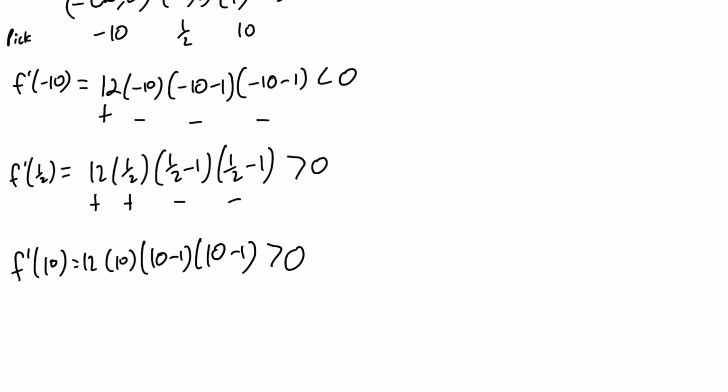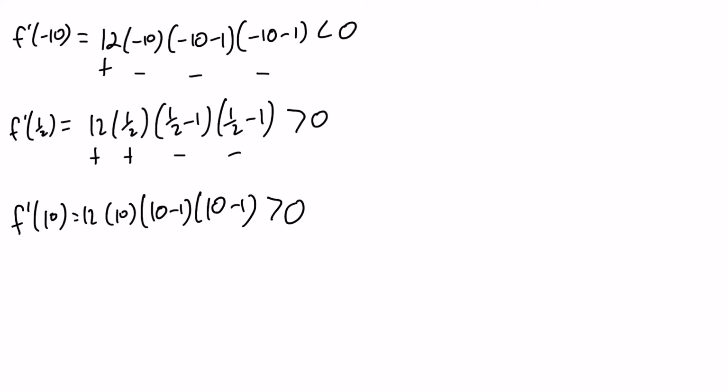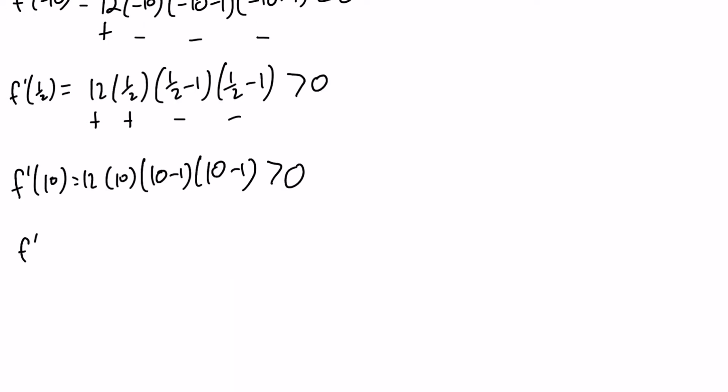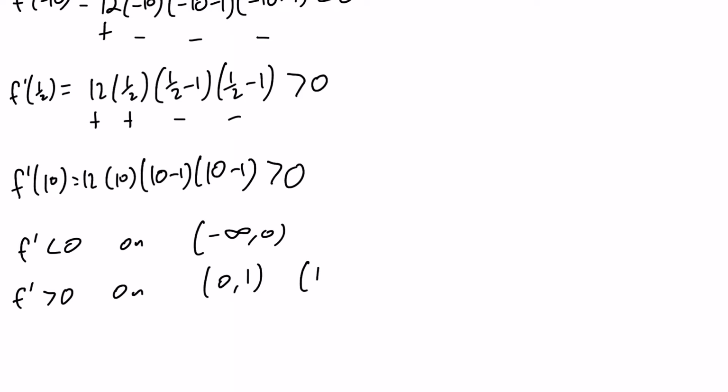So what does this mean? This means that f prime is less than 0 on the interval from minus infinity to 0, and f prime is bigger than 0 on the interval from 0 to 1 and 1 to infinity.